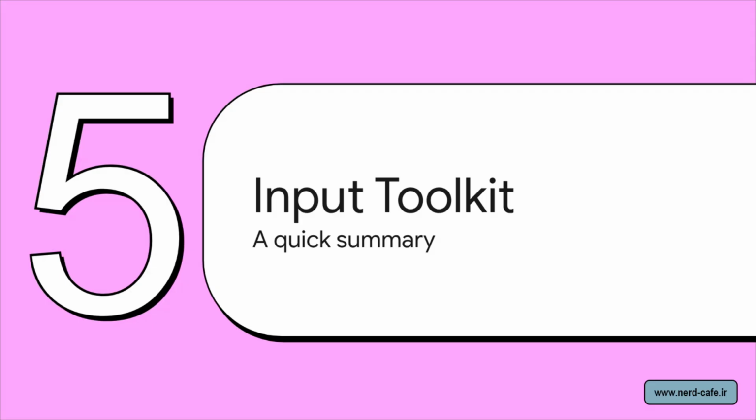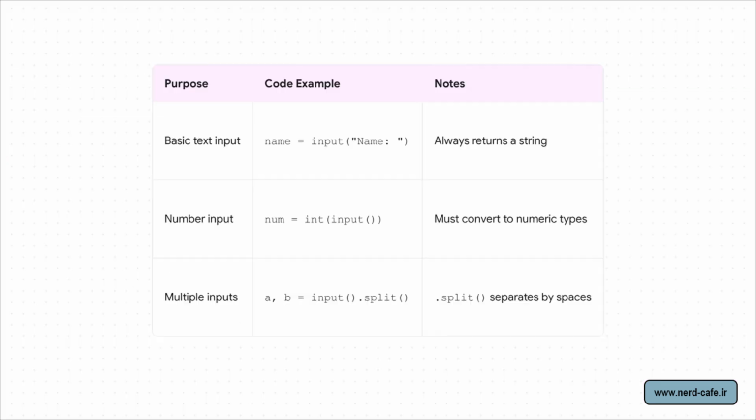Wow. Okay, we have covered a lot of ground really fast. So let's take a second and pull everything we've learned together into one single handy toolkit. Think of this table as your go-to cheat sheet. If you just need some basic text, you use input. Easy. If you need a number, you just have to remember to wrap that input in either int or float. And if you want multiple inputs at once, you just tack on .split at the end. Honestly, the bottom line is this. With just these 3 patterns, you can handle almost any user input scenario you're ever going to run into.